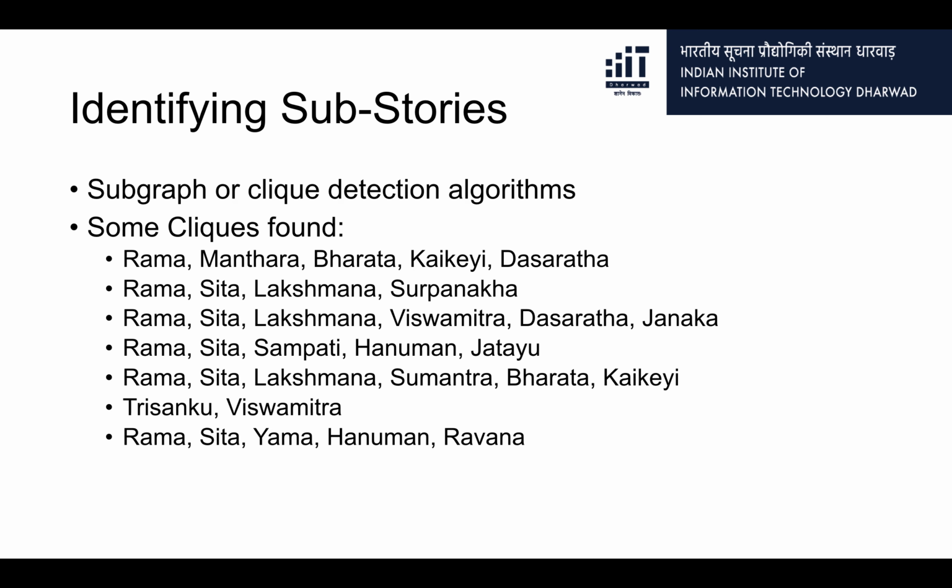So, we found a sub story for Rama, Manthara, Bharata, Kaikeyi and Dasharatha; Rama, Sita, Lakshmana and Shurpanakha; Rama, Sita, Lakshmana, Vishwamitra, Dasharatha and Janaka; Sampati, Hanuman and Jatayu. So, Trishanku and Vishwamitra, all of these known important sub stories of the Ramayana can be found simply by doing graph analytics.